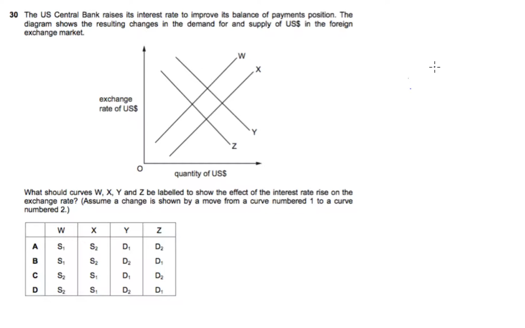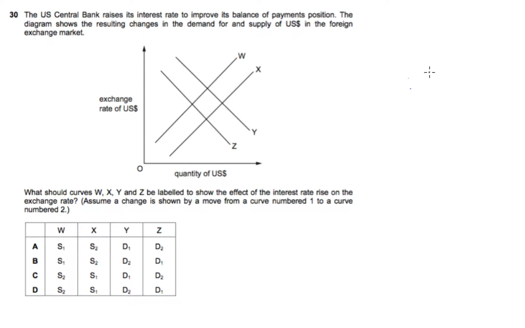So the government, the US Central Bank raises the interest rate. When it raises the interest rate, that would mean that it would be now more profitable for people from outside of the US to invest in bank accounts in the US because they would now get more money because of the higher interest rate. So that would mean they would need to buy more dollars in order to invest in the US. So that means that the demand would actually increase.